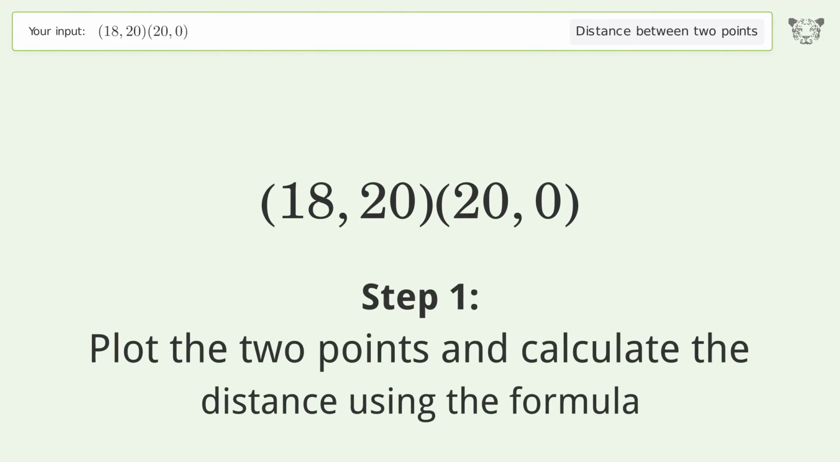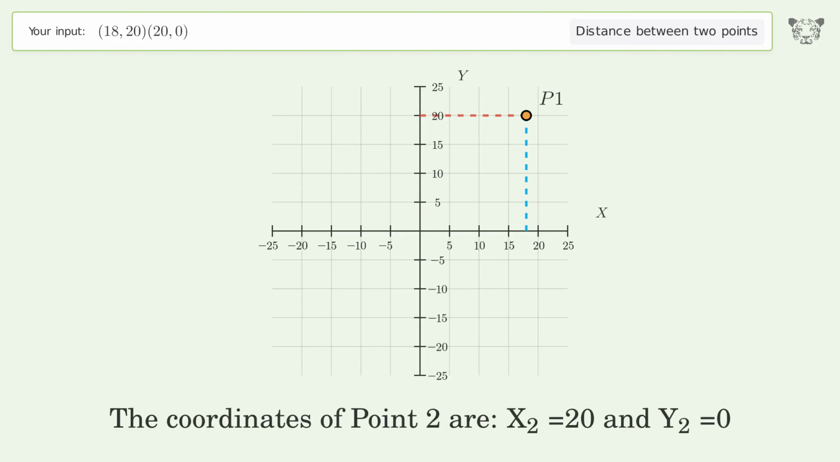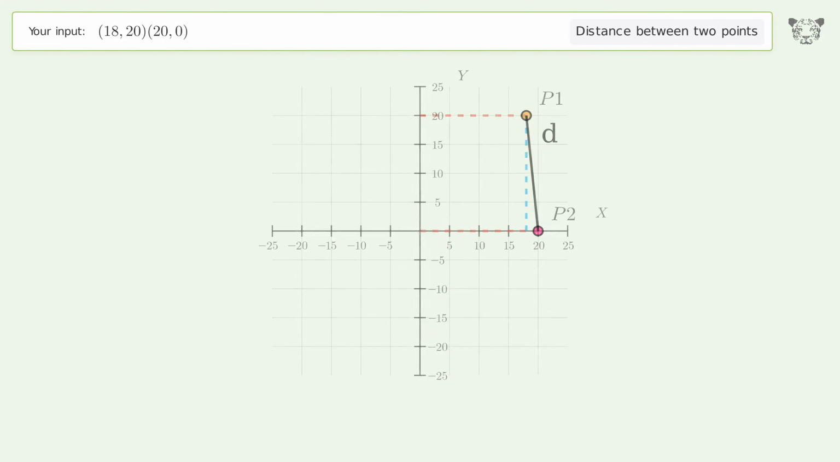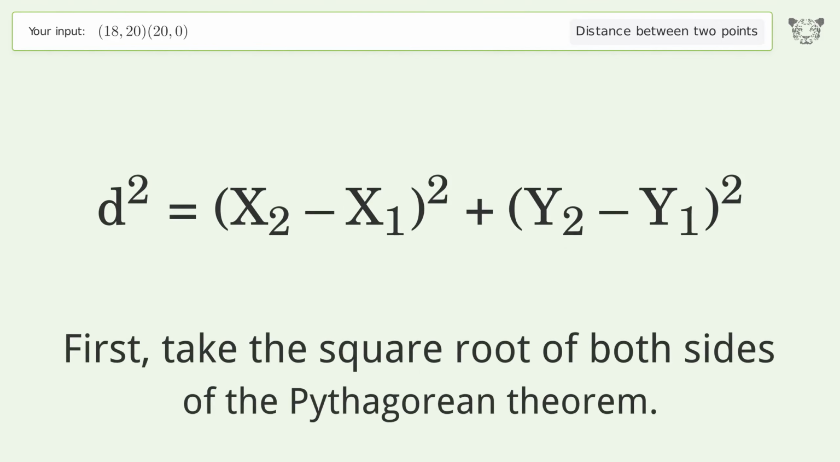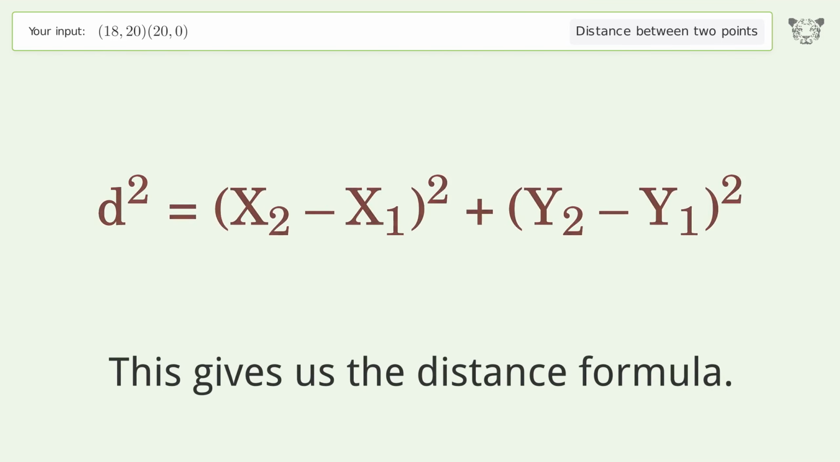The coordinates of point 1 are, x1 equals 18 and y1 equals 20. The coordinates of point 2 are, x2 equals 20 and y2 equals 0. D is the distance between the 2 points. First, take the square root of both sides of the Pythagorean theorem. This gives us the distance formula.